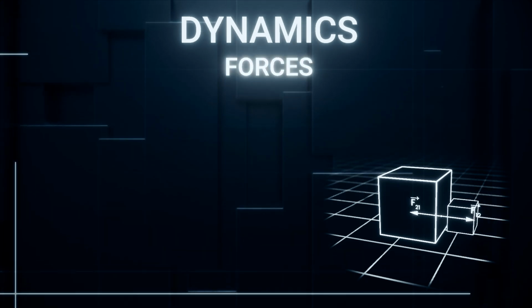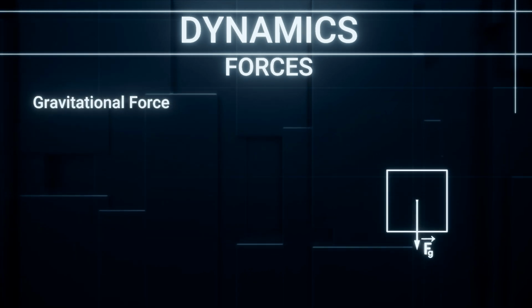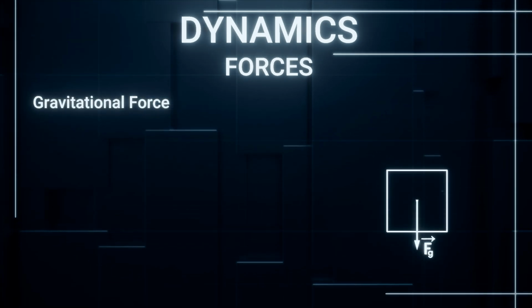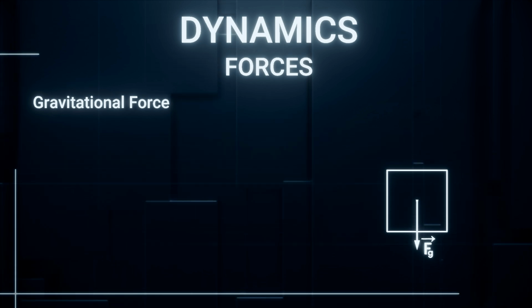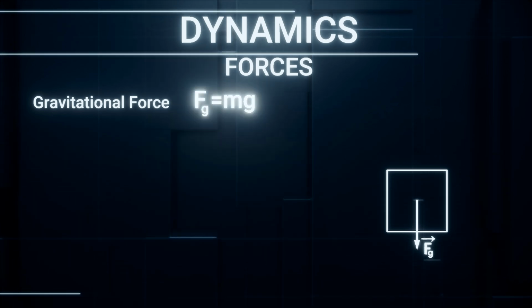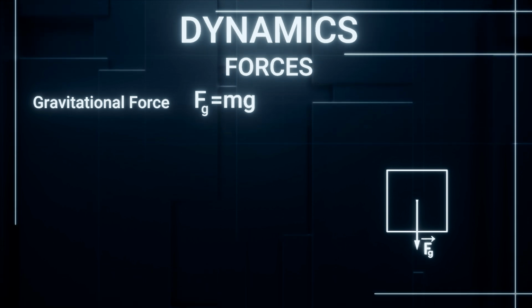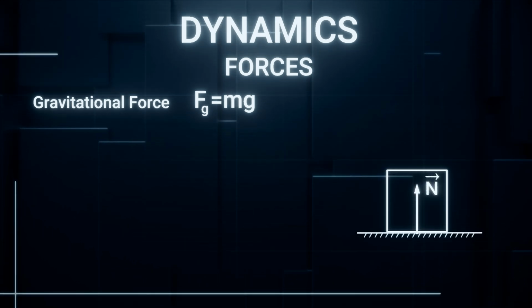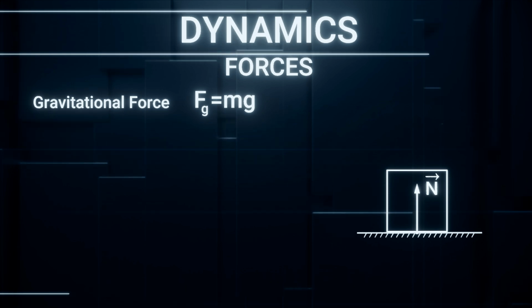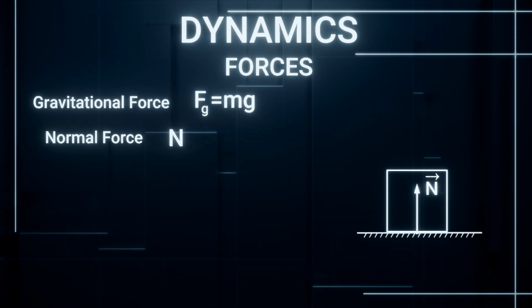Now, let's go over the key forces in classical mechanics. Gravitational force follows the law of universal gravitation. But for most problems, we only need to remember that gravity pulls objects toward the Earth with a force equal to mass times the acceleration due to gravity. By Newton's third law, when an object is pressed against a surface, the surface pushes back with an equal force in the opposite direction. This force is called the normal force and always acts perpendicular to the surface.